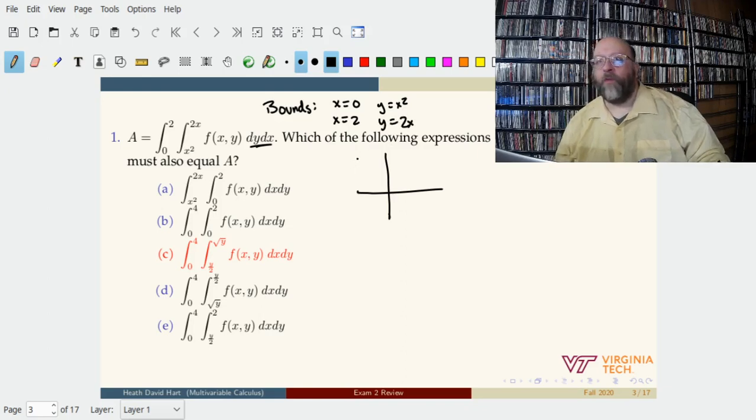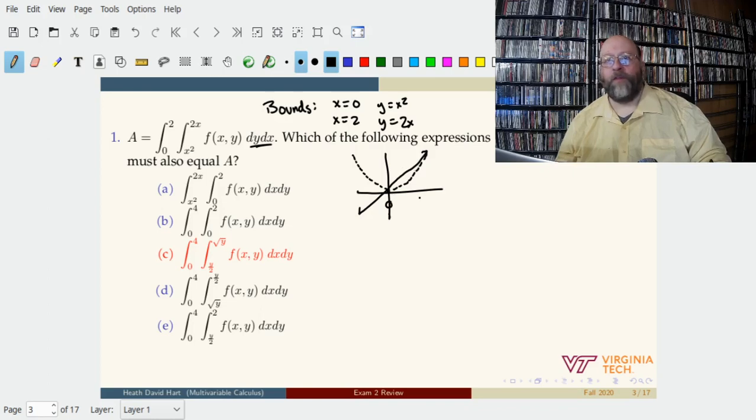y equals x squared is a parabola. And y equals 2x is just a straight line, goes to the origin with a slope of 2. And we're only going between x equals 0 and x equals 2. When x is equal to 2, this is the point (2, 4). And so y is equal to 4 up here. And what we're looking for is the region right here in between. Okay?